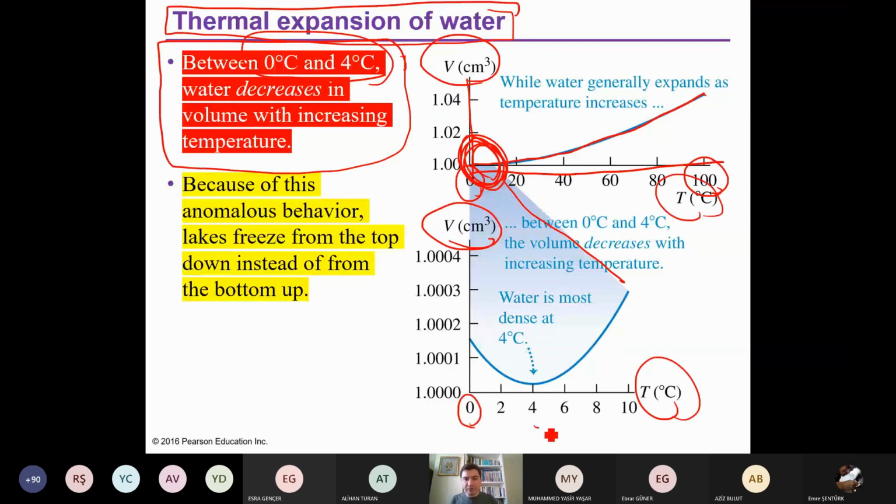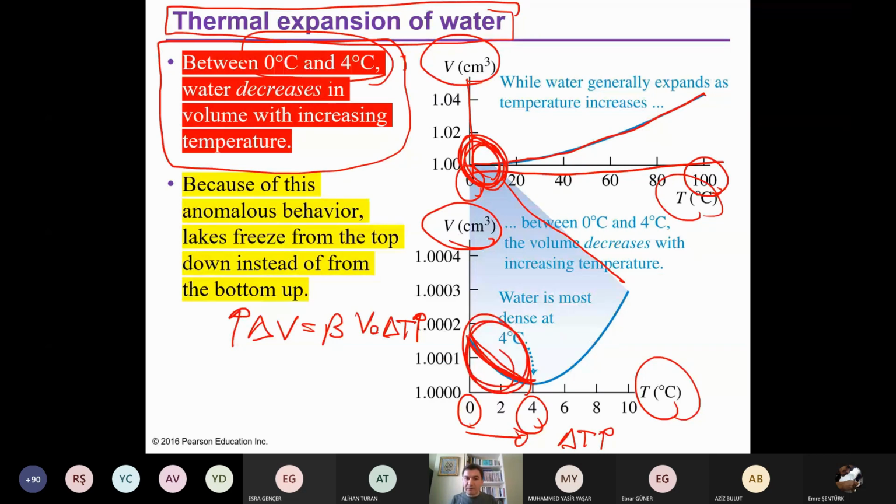You increase the temperature, okay, delta T is increased, it is positive, but volume decreases. What do you see here? Delta V equals beta V0 delta T. You increase the delta T, then you should increase the delta V, but between 0 and 4 degrees, it works vice versa, okay, in water. Because water is an exceptional case for this thermal expansion, okay?